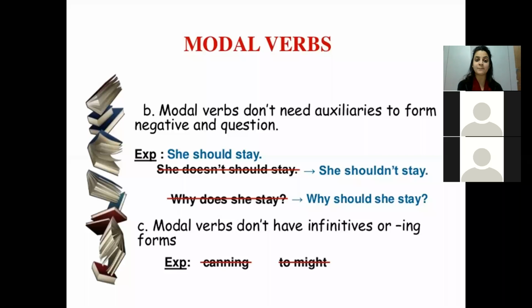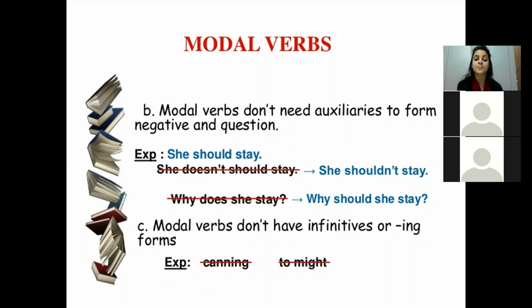Fine. You see the example, she should stay. If I want to use this in negative one, I would not use anything else. I would use only not. She should not stay. I would not use any more auxiliary verb with it. मुझे किसके साथ किसी और helping verb को लगाने की जरूरत नहीं होती. As I told you in the previous week also, that modal comes all alone. Modal doesn't require any other verb with it, whether it's in affirmative sentence, whether it is in negative sentence, and whether it is in interrogative sentence.